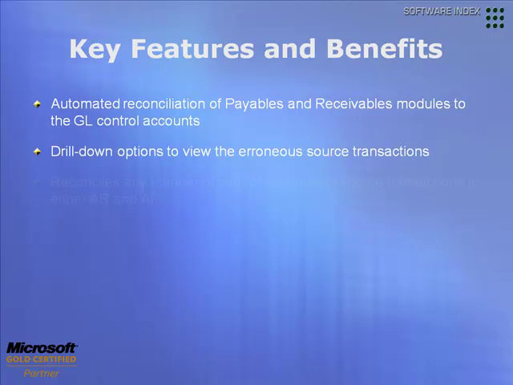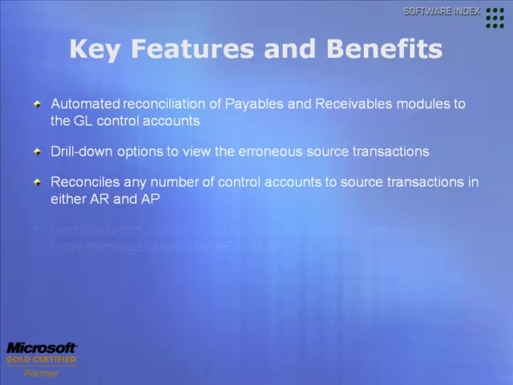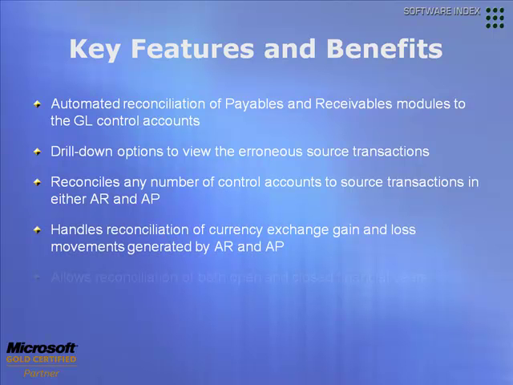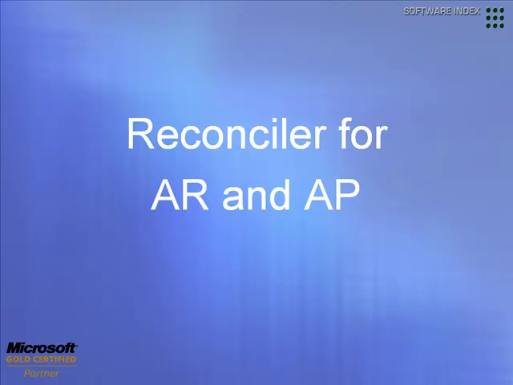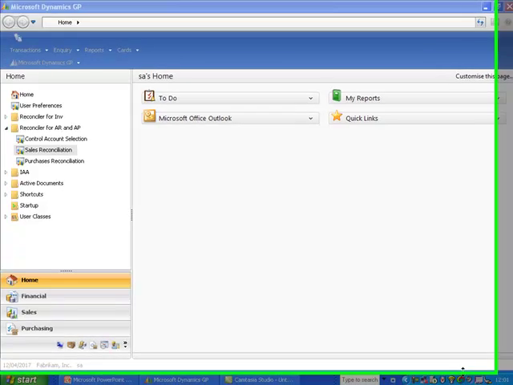The Reconciler for AR and AP is an automated control account tool for highlighting the cause of any imbalances between the Receivables and Payables modules and the GL control accounts. It is an invaluable tool developed to aid accountants that validates transactions for open or closed financial years that have been entered into GP through the Receivables and Payables ledgers. Let's take a look at the software.